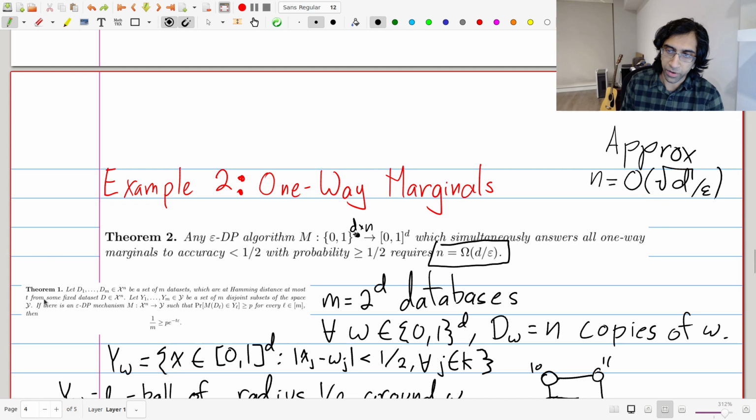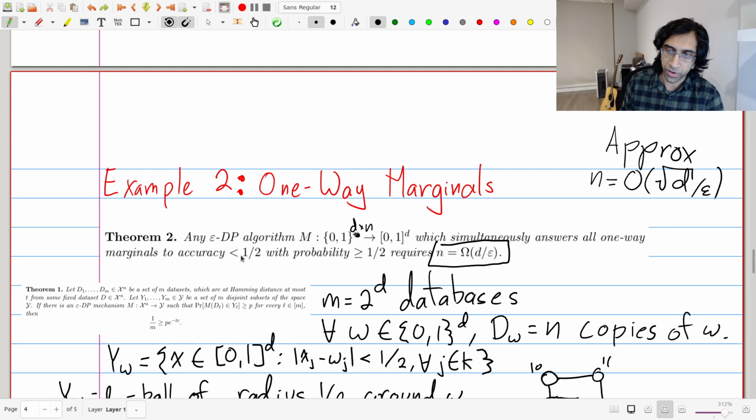We saw how easy it was to apply this theorem 1. All we needed to do was select the right packing of databases, and the results followed almost instantly. We're going to see how to apply this one more time for proving lower bounds for histograms, and then we'll call it a day. This time I'm going to do something that's a little bit trickier than this one.